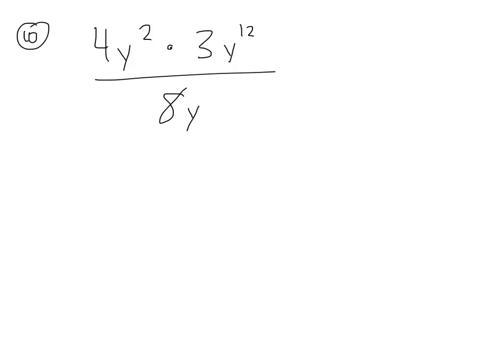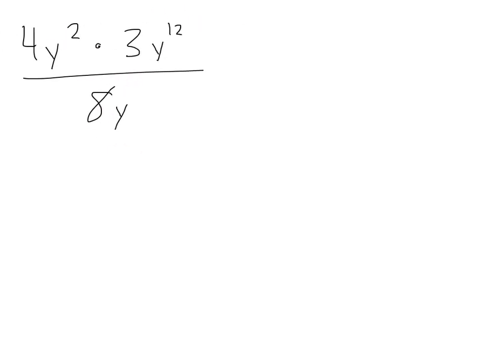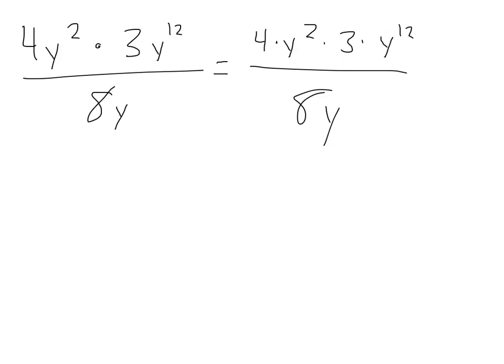So what does that mean? Well, that means I need to do what's on top first, then what's on bottom, and then worry about relating the two. So on top, I have a 4y squared times a 3y to the 12th. Well, I know that I can rewrite that as 4 times y squared times 3 times y to the 12th. Okay, and I'll put a fraction bar there. I'll just rewrite the 8y for now.